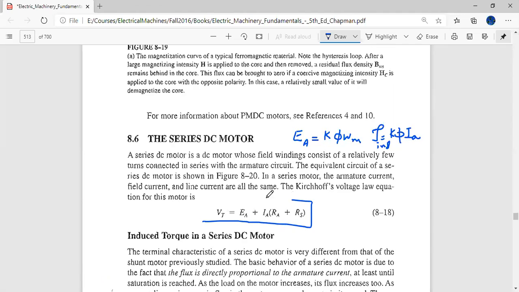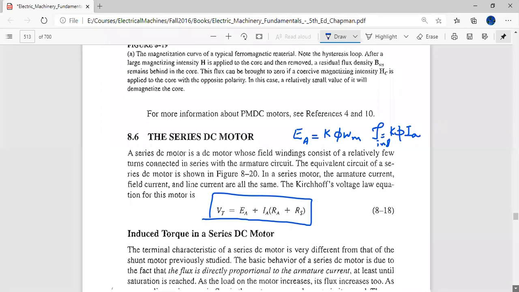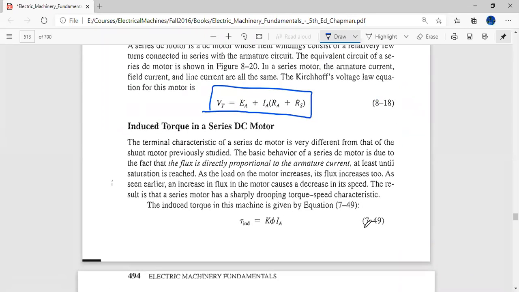This is the equation. Okay, so the field coil is connected in series in the circuit, so the supplied voltage is equal to the sum of the back EMF or the armature induced EMF plus IA times RA plus RS, where RA is the resistance of the armature and RS is the resistance of the field.